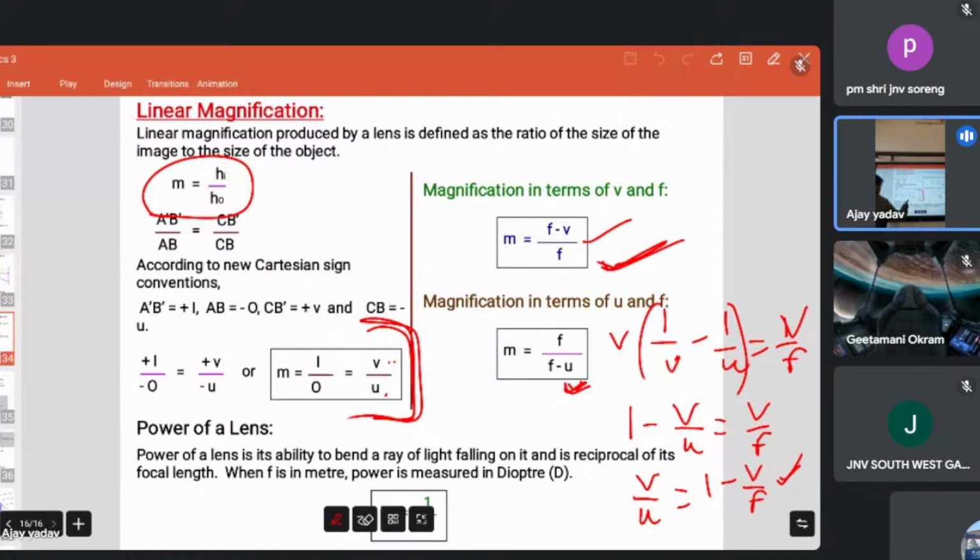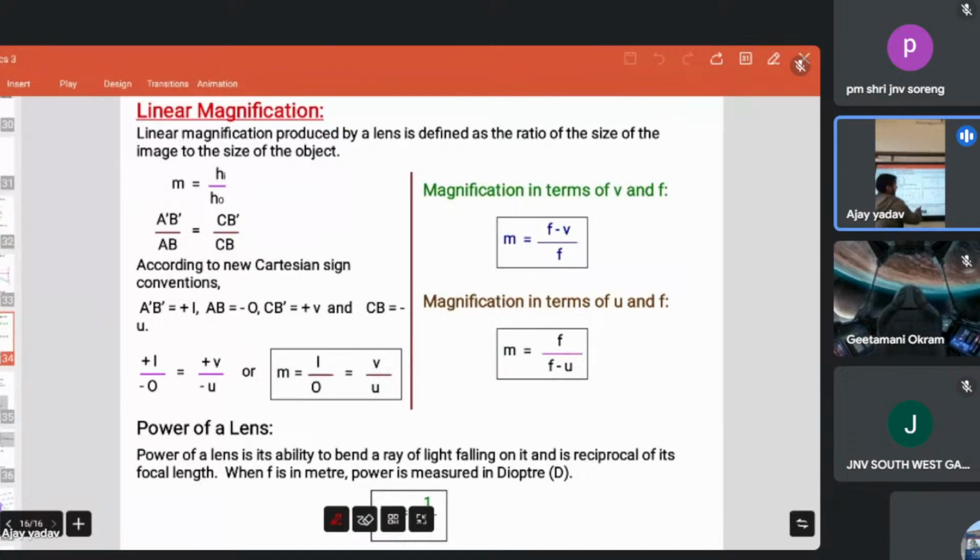Next important topic is power of lens. They can also ask in lens maker's formula: if you dip the lens in any other medium, what is the effect on power? If focal length increases, then power decreases. Power of lens is the ability to bend the light falling on the lens.